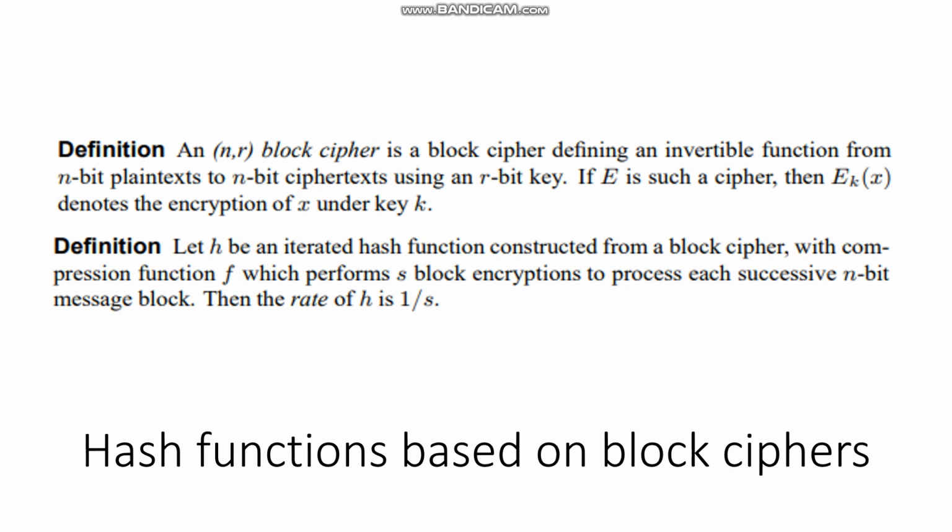Another characteristic to be noted in such hash functions is the number of block cipher operations required to produce a hash output of block length equal to that of their cipher, motivating the following definition. Here, let hash function h be an iterated hash function constructed from a block cipher with compression function f, which performs S block encryptions to process each successive n-bit message block. Then the rate of this will be 1 divided by S.